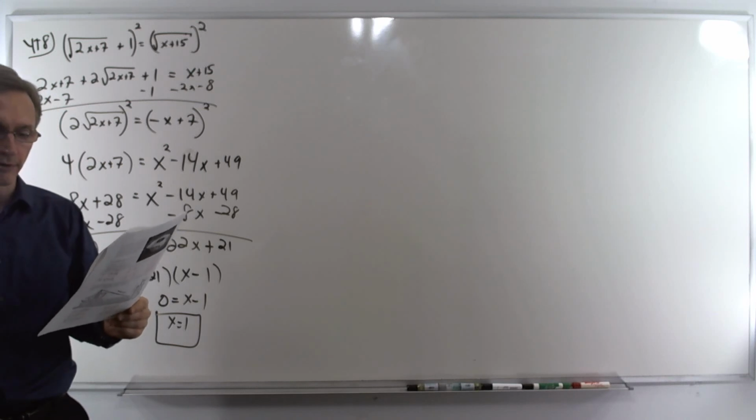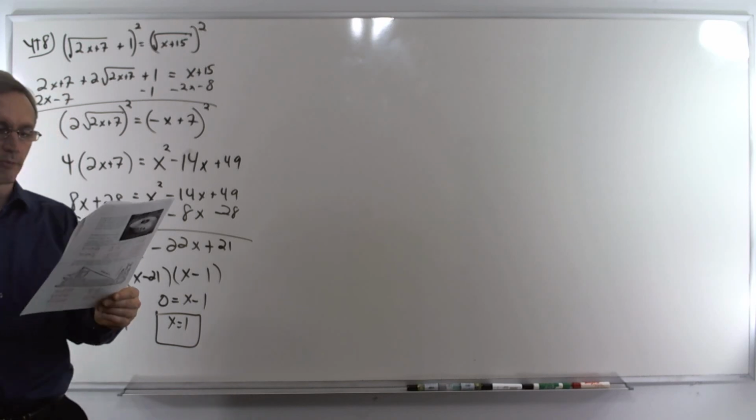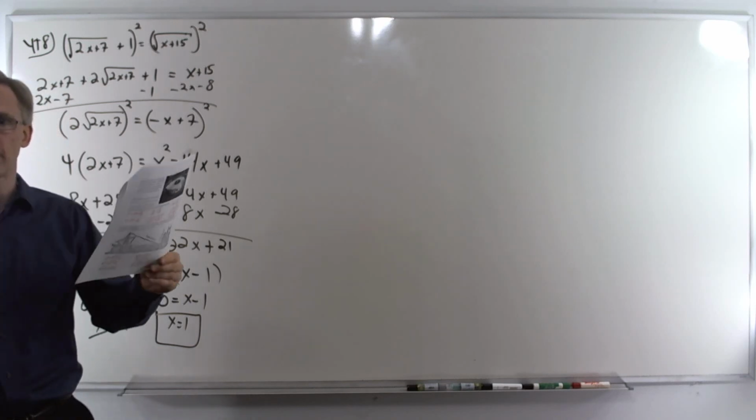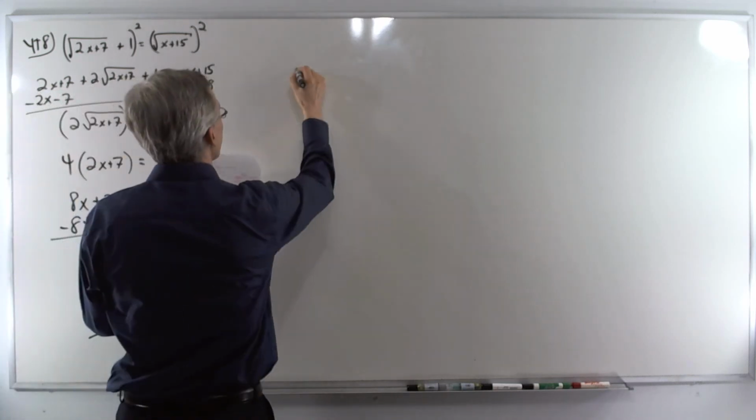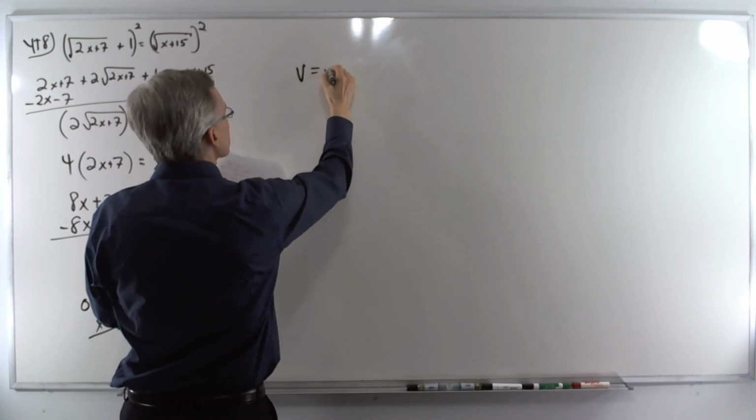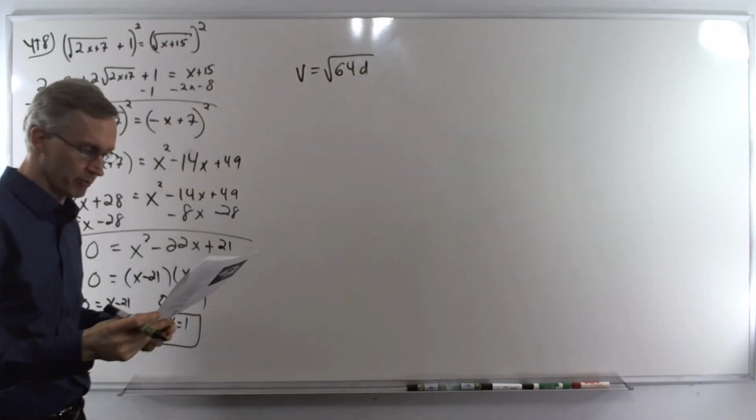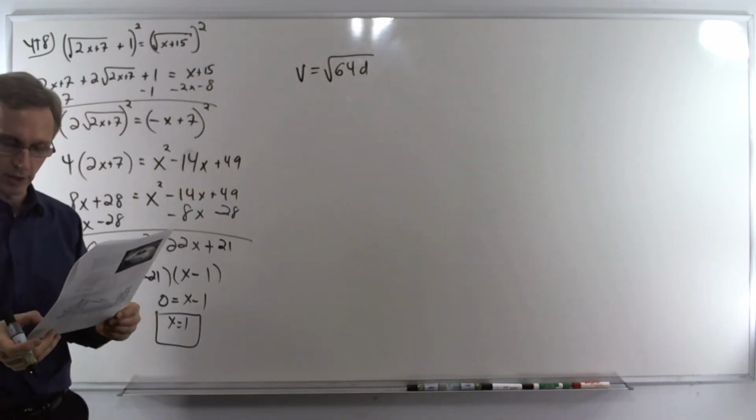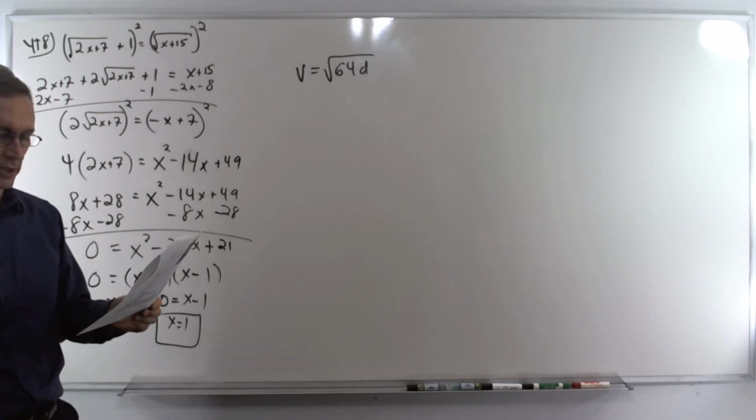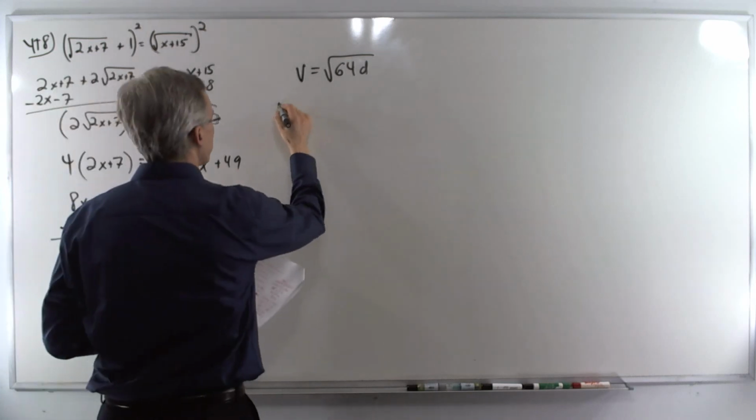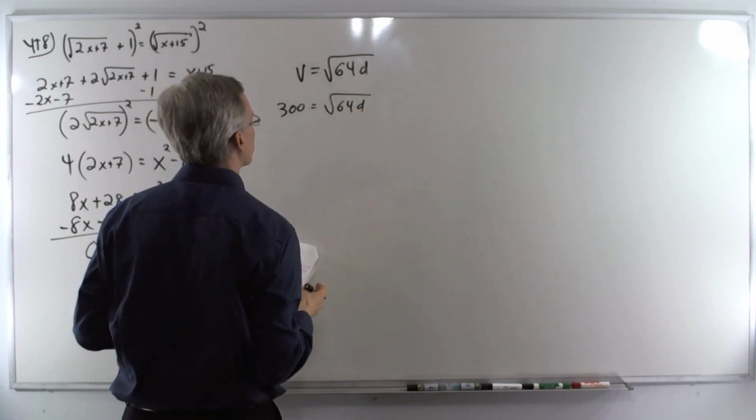Determine how far Valery fell before reaching a speed of 300 feet per second, which is about 1 football field per second. So really cruising. Our equation is v equals square root of 64d. Now we have to figure out where to plug in the given value. We're given a speed of 300 feet per second, so that goes in for v. So we get 300 equals the square root of 64d.